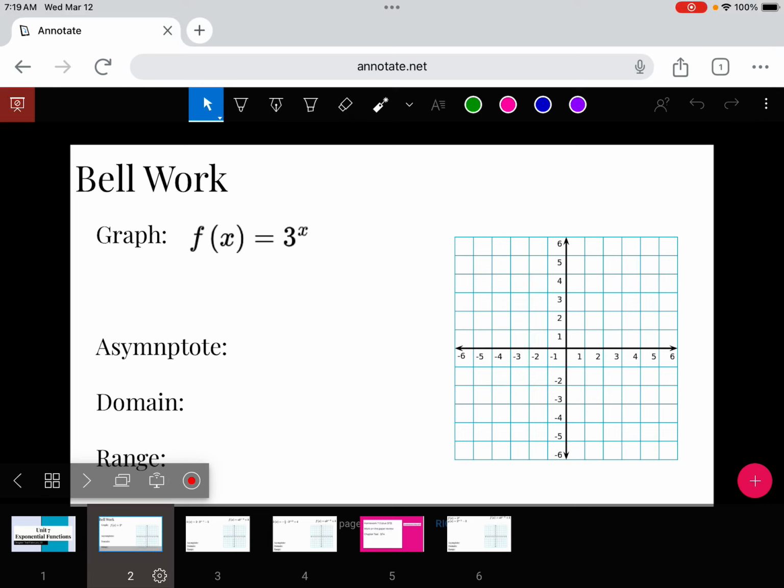Alrighty. Let's go ahead and take a look at this one, on this 3 to the x.